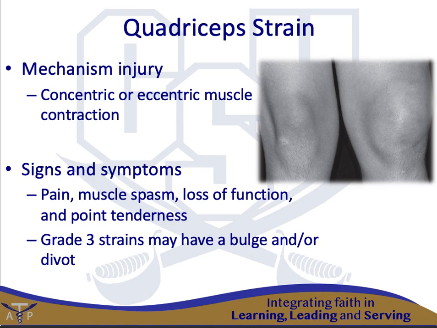And the pain increases when the athlete attempts to contract the quadriceps by moving the knee into extension or the hip into flexion. The pain can also, however, increase when the athlete passively moves the knee into flexion, so when they elongate that quadriceps, and the hip into extension. Most times we don't see any visible signs and symptoms except when we get to grade 3, and grade 3 strains may have a bulge and or a divot in the muscle where it has been ripped or ruptured.